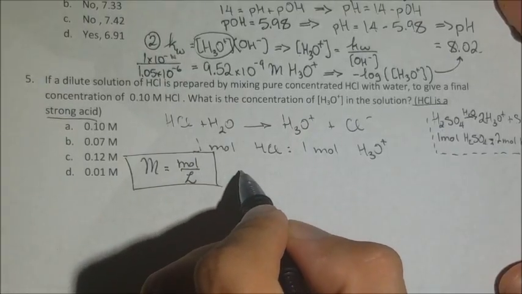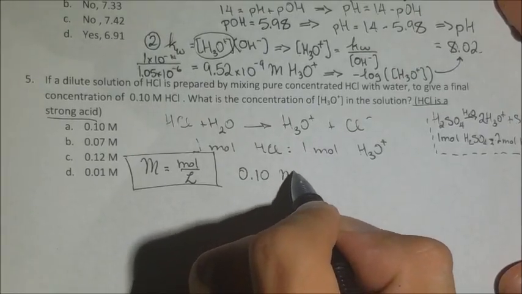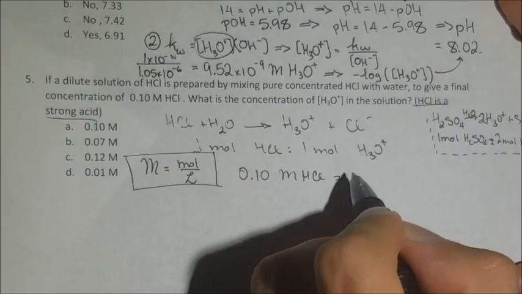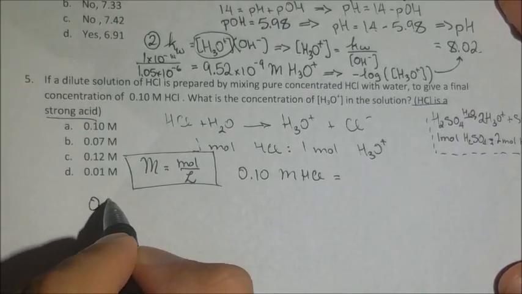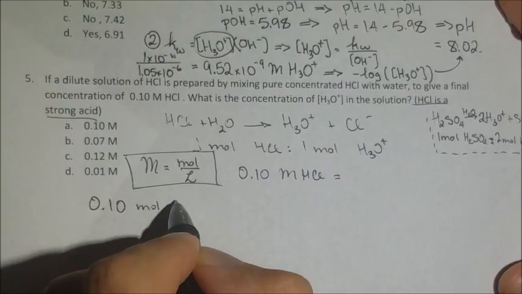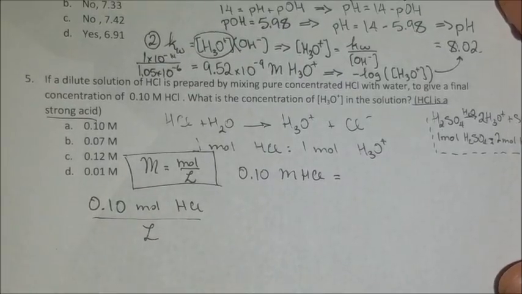Because now we're going to say, okay, well, to say that we have 0.10 molar HCl means we're saying that we have, I'm going to come down here and write it here, 0.10 moles of HCl in a liter of solution. Okay, so if I had a liter of this stuff, I would have 0.1 moles of hydrochloric acid.